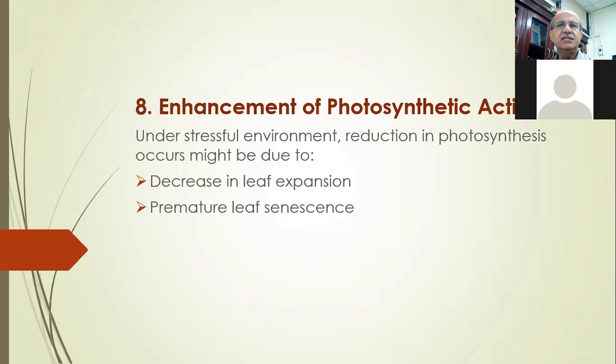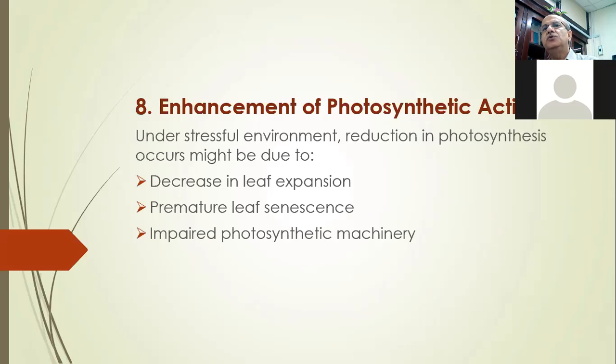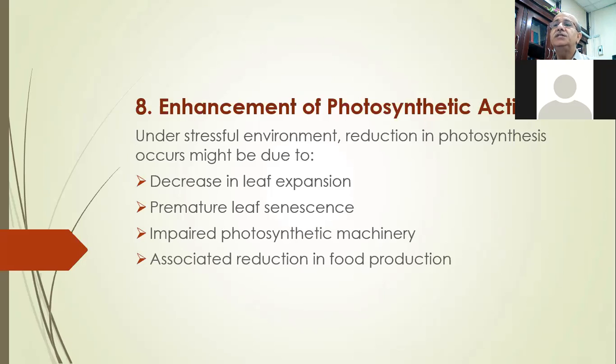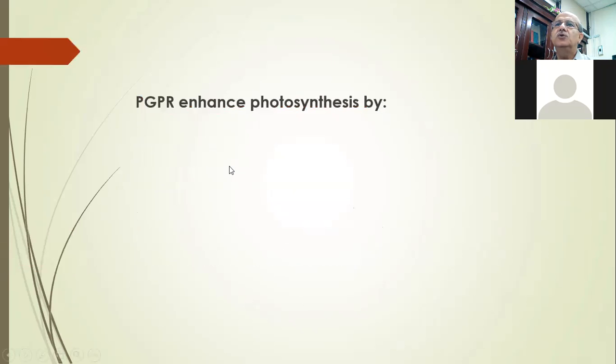Premature leaf senescence, and impaired photosynthetic machinery like photosystem 1 and photosystem 2, where the whole system can be destroyed or affected badly due to certain reasons, maybe a stressful environment. Associated reduction in food production means less bacterial growth or plant growth.